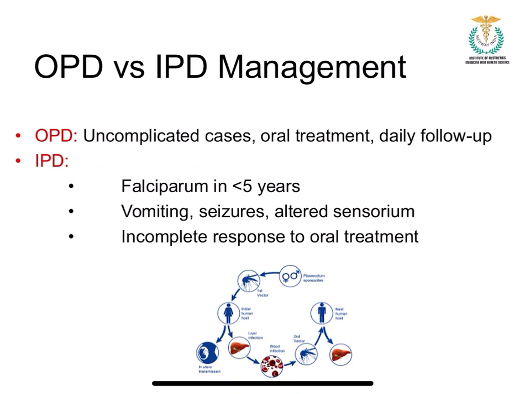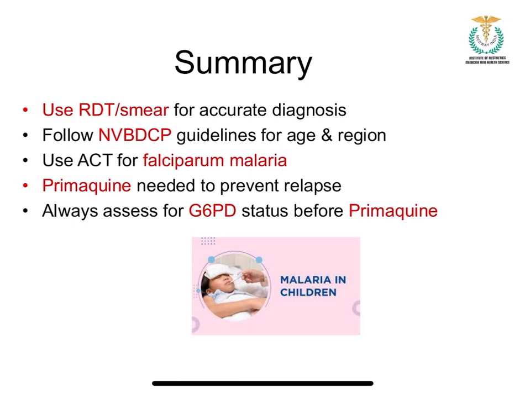OPD versus IPD management. In OPD, normally you see a lot of uncomplicated cases. They can be treated orally, and you can do a daily follow-up. A CBC regularly can be done to check for a low platelet count. In IPD, you have to admit them and they're treated as per their symptoms. Falciparum has to be, if there is a young child less than 5 years, please admit them in the IPD, even if it is uncomplicated falciparum. Vomiting, seizures, altered sensorium, all bad signs, admit them. Incomplete response to oral treatment, admit them to give IV therapy.